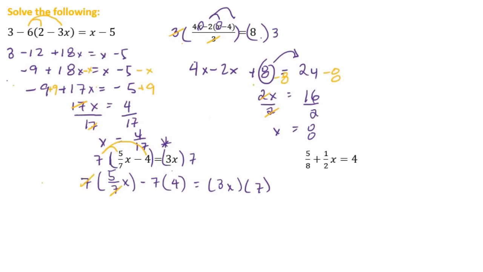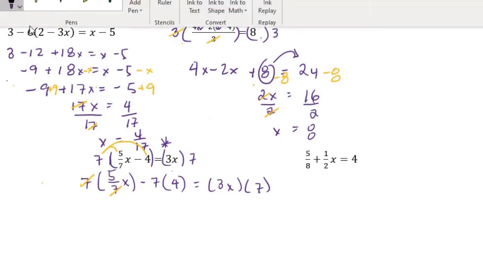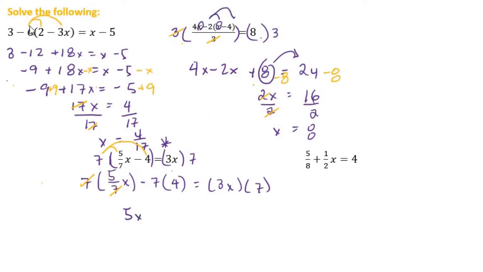7 divided by 7 is 1, so I'm left with 5 times x, or 5x. I do have to take that 7 and multiply it by the negative 4. 7 times 4 is 28, so I have negative 28. And on the right-hand side, 3x times 7 is 21x.